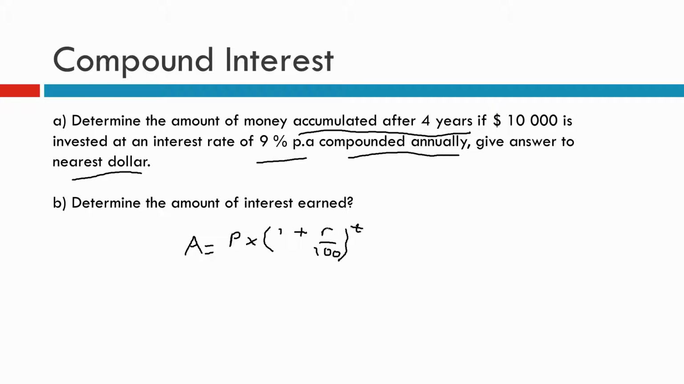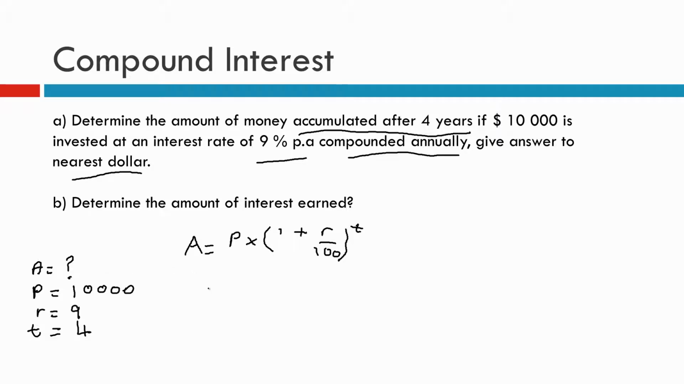Very, very important. Now we need to also label our variables. We've got variables here, A, P, R, and T. So, when you have to label the variables, you've got to go back to the question. 4 years, well, straight away I can put the 4 in the T, can't I? That's just 4 years. 10,000 is the amount that I am investing or borrowing. In this question, I'm investing it, so 10,000 goes under P. Our interest rate is 9%, and our amount is the question mark. That's what we're trying to find.